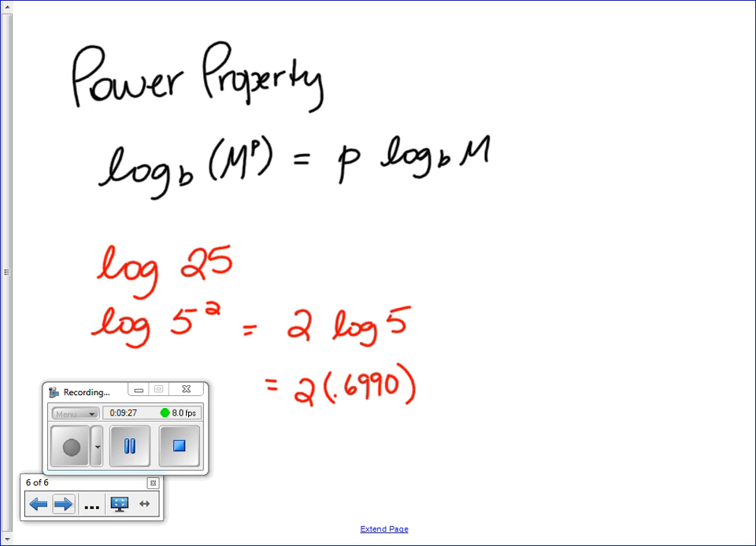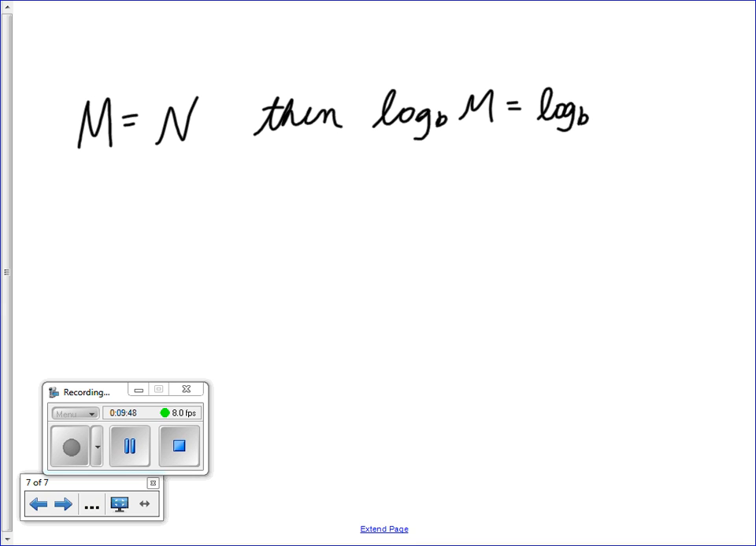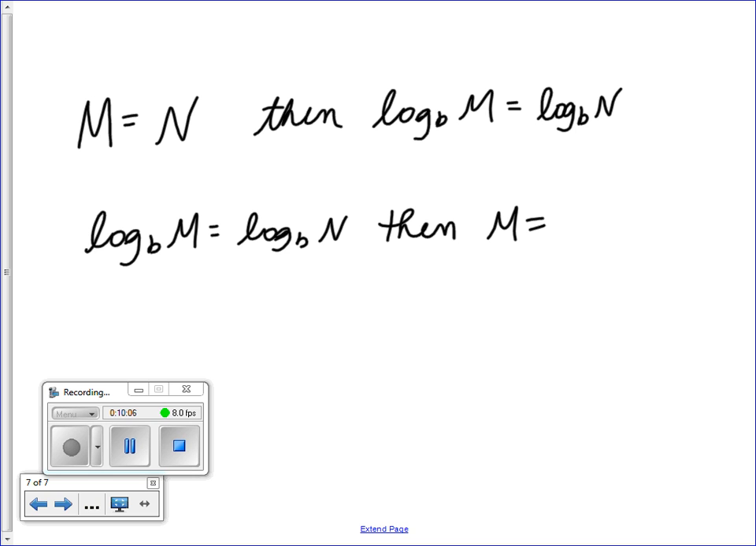All right. Just a couple of other quick properties. If two numbers are equal, if m equals n, then that implies that their logs are also equal. And this is going to help us more when we're solving equations. And then the opposite is also true. If the log base b of m equals the log base b of n, then m equals n. So those are going to be handy a little bit later on.